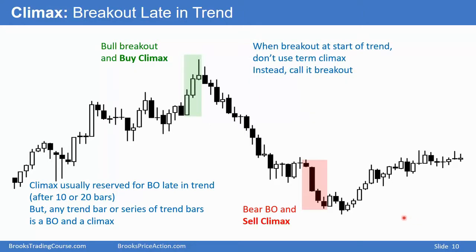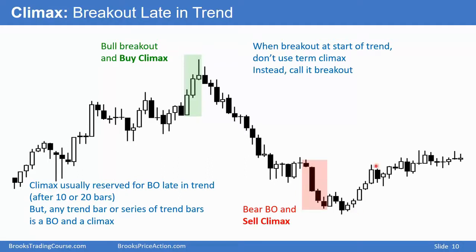When you get a breakout at the start of a trend, or the potential start of a trend, I do not use the term climax. Instead, I call it a breakout. I would call these 3 bear bars a bear breakout, and this a climax. A breakout late in a trend, I tend to call it a climax. It could be a measuring gap. A breakout late in a bear trend, again, it could be a measuring gap, but I suspect the strongest breakout in a bear trend that's lasted 20 or more bars, it's more likely going to be an exhaustive sell climax.